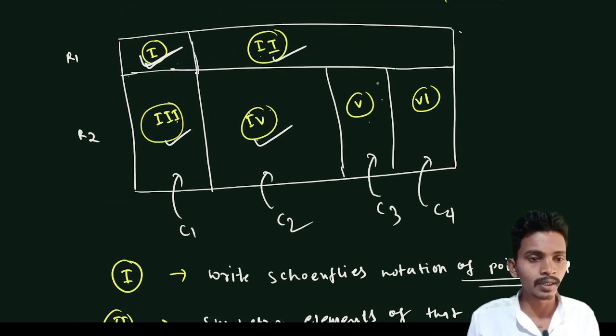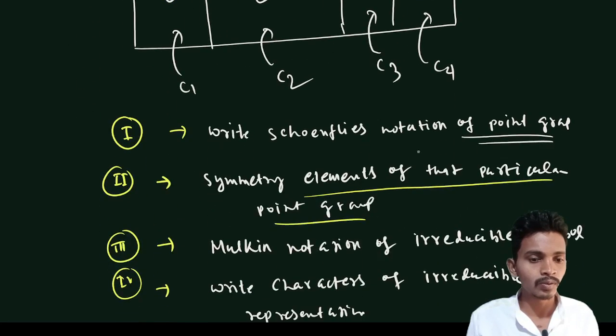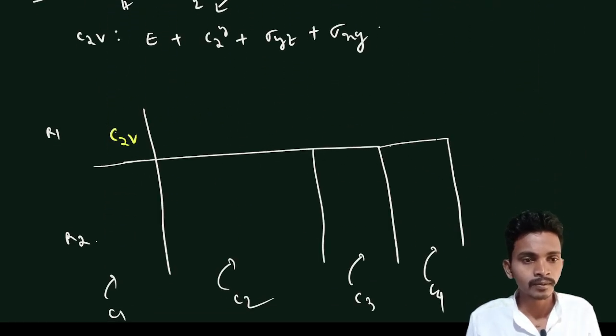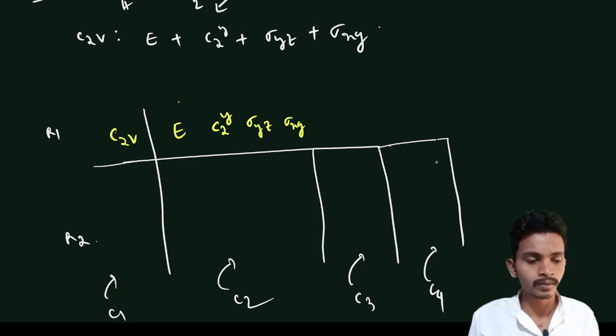So what are the symmetry elements here? In part 2 I will write the symmetry elements of the particular point group. So for water we have E, we have C2(y), we have sigma(yz), we have sigma(xy). So I write these elements.